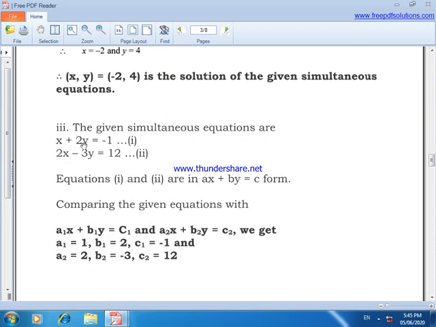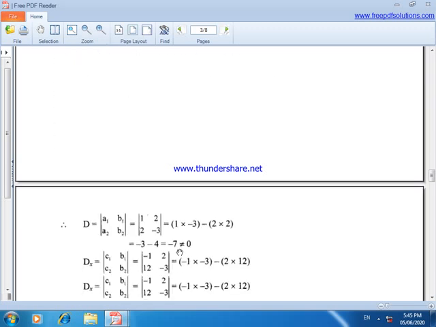In the third example, x plus 2y is equal to minus 1, 2x minus 3y is equal to 12. Now here the coefficient of x is not given, and when there is no coefficient of any variable, in that case we take the coefficient of that variable as 1. So a1 is equal to 1, b1 is equal to 2, and c1 is equal to minus 1. Here a2 is equal to 2, b2 is equal to minus 3, and c2 is equal to 12.